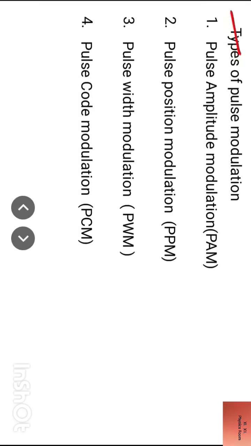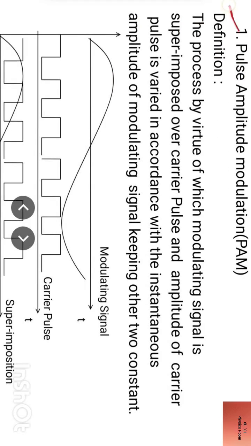Types of pulse modulation. Normally there are 4 types of pulse modulation. First is pulse amplitude modulation, PAM. Second is pulse position modulation, PPM. Third is pulse width modulation, PWM. It is also sometimes called pulse duration modulation, PDM. Fourth one is pulse code modulation, PCM. So we'll take up one by one. First, pulse amplitude modulation, PAM.